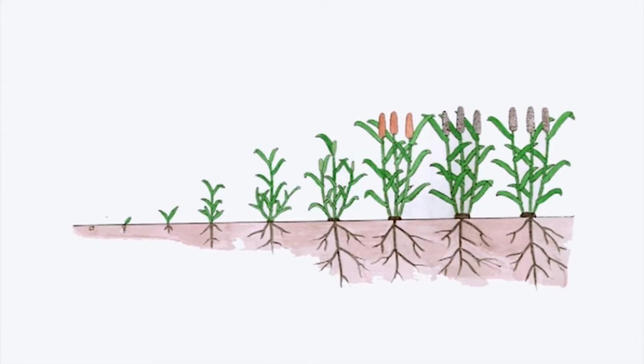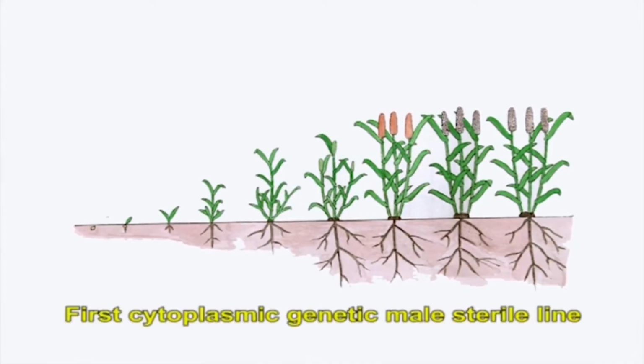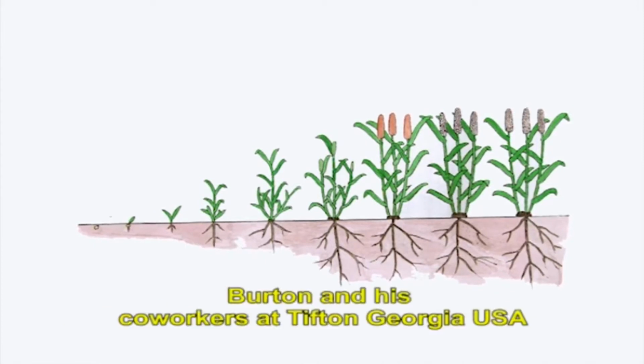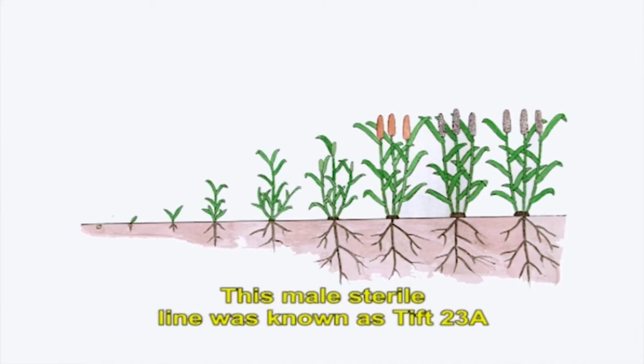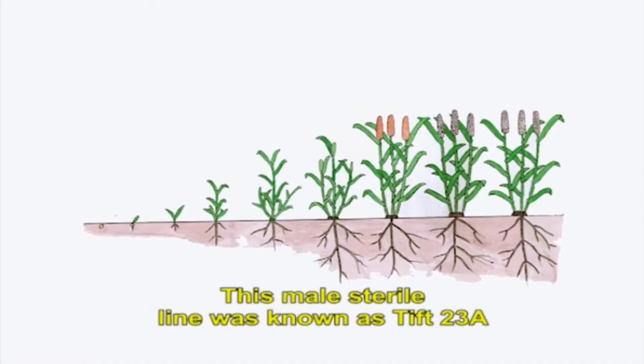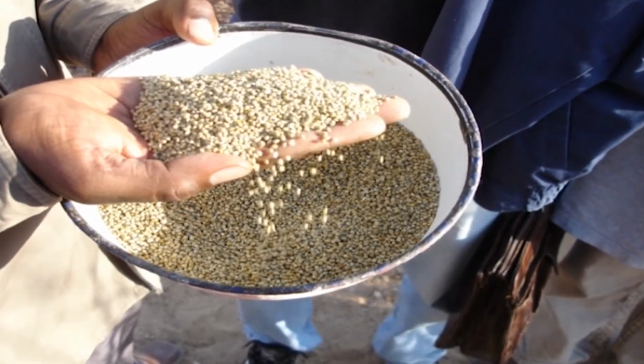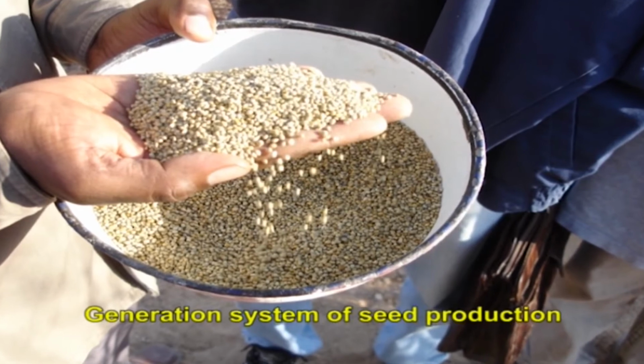In pearl millet, development of the first cytoplasmic genetic male sterile line was reported by Burton and his co-workers at Tifton, Georgia, USA. This male sterile line was known as Tift 23A. Seed multiplication is usually done in a definite system known as the generation system of seed production.